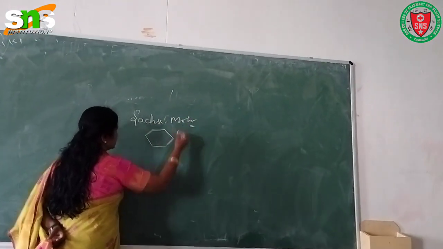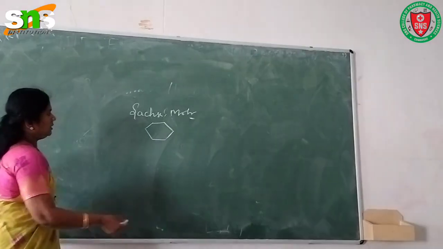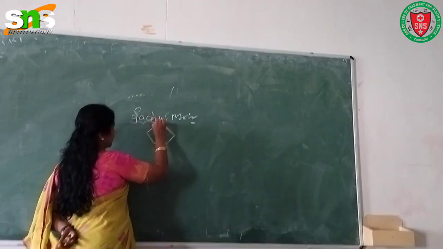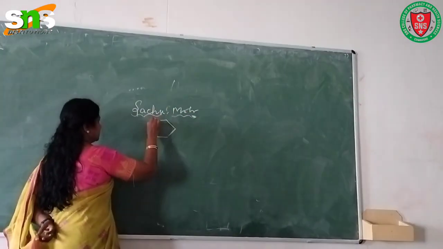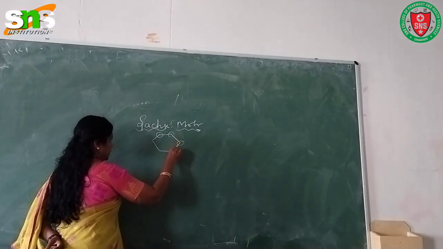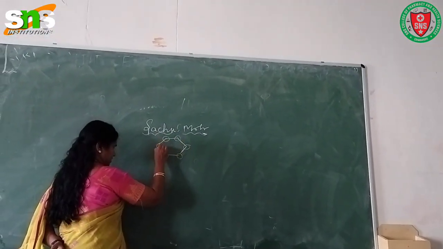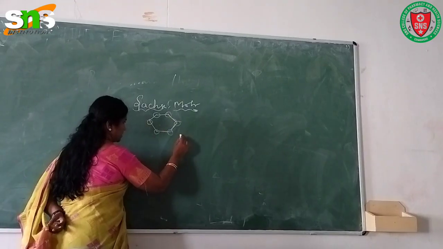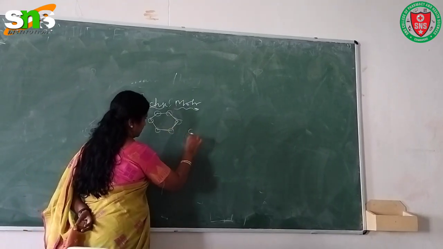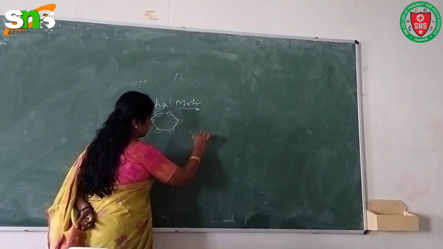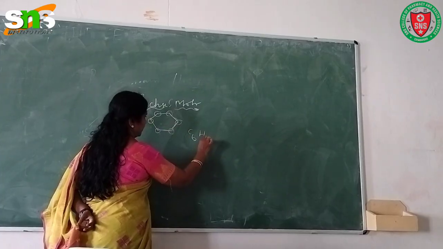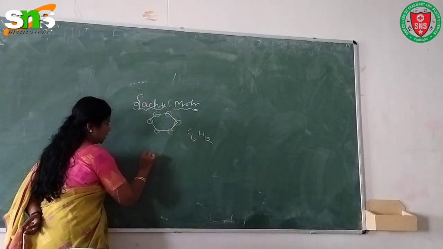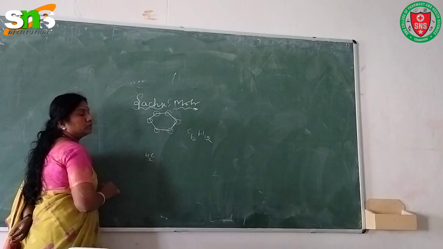In the last class we have seen about Baeyer strain theory. The continuation is the Sachse strainless theory, that is, the atoms present in this molecule, cyclohexane. So cyclohexane is a molecule which has the molecular formula C6H12. Each carbon can contain 2 hydrogens.